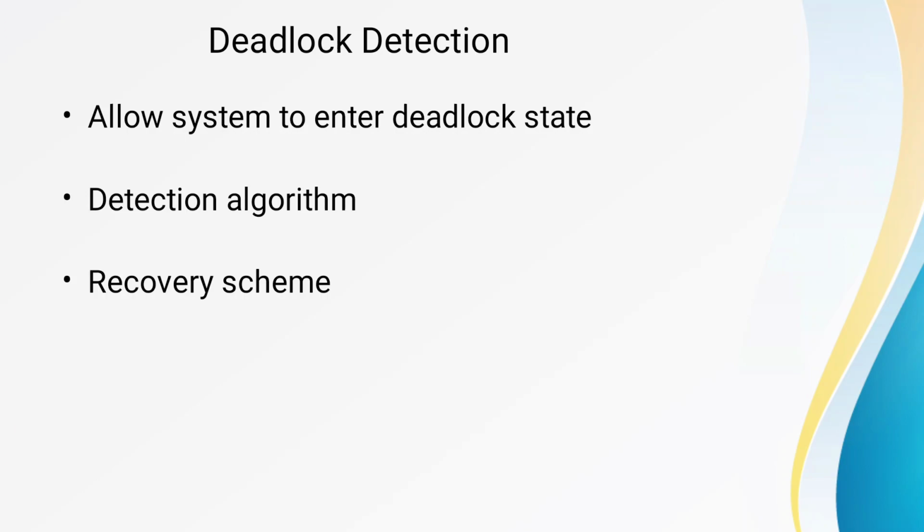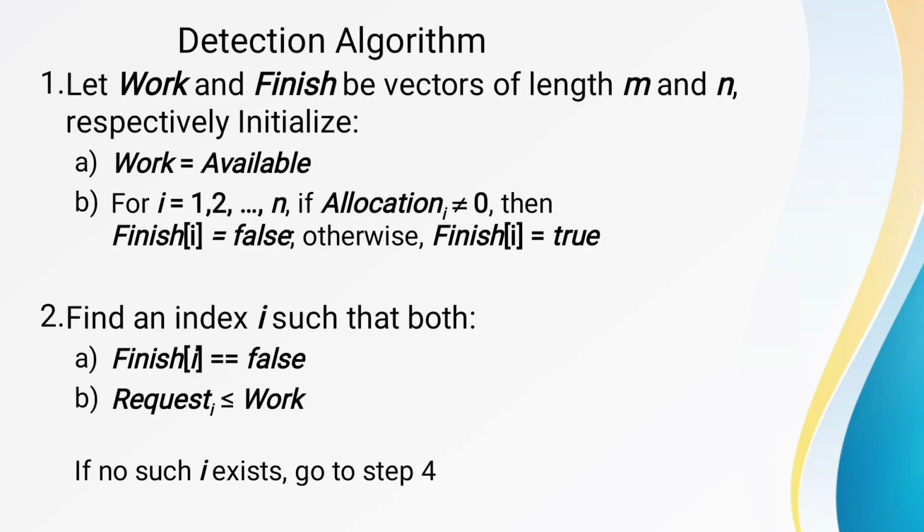Then the detection algorithm is described by the Work and Finish vectors, of length m and n. Work is equal to Available. For i equal to 1 to n, if Allocation is not equal to 0, then Finish is equal to false; otherwise Finish is equal to true. And find an index i such that both Finish[i] is equal to false and Request is less than or equal to Work, that is the proper condition.